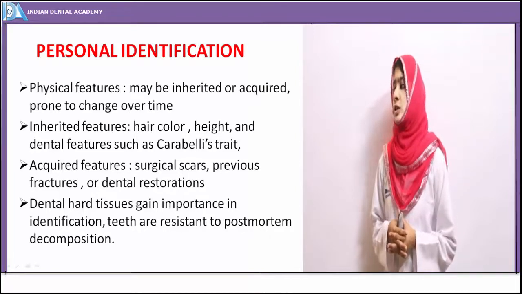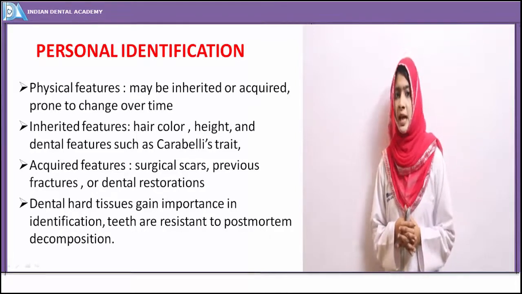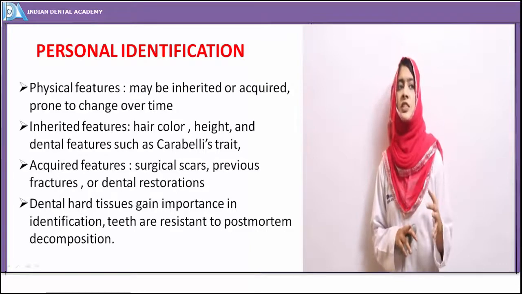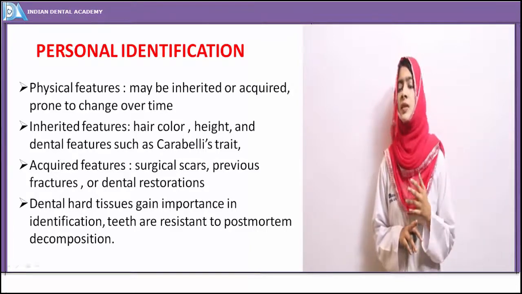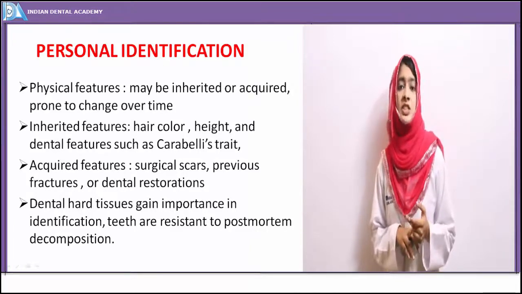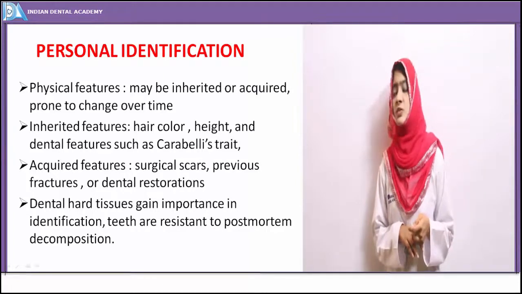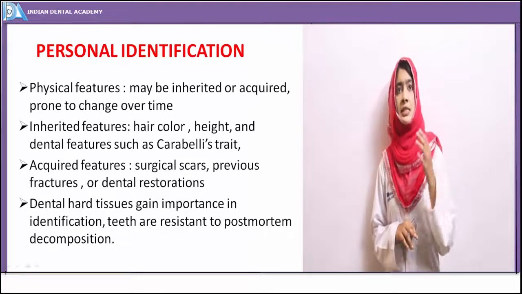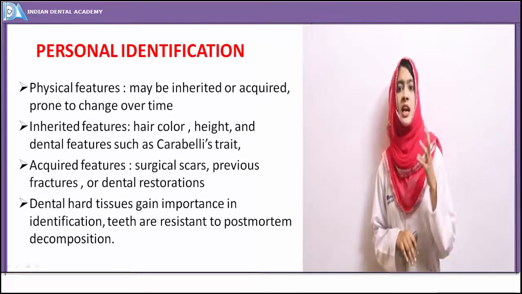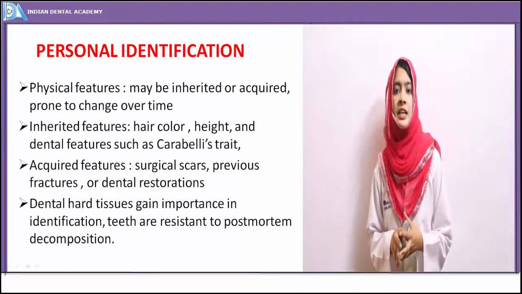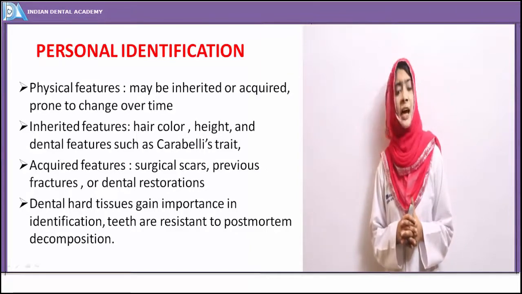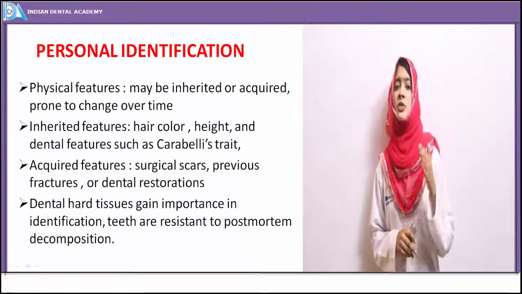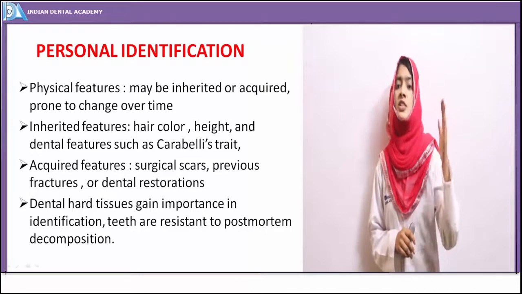Okay, so the physical features of the individual may help in identifying us, because the physical features are mostly inherited from the family. Inherited features like the hair color and height of the individual may also help us in identifying the individual. These physical and inherited features are a group of personal identifying features of the patient.